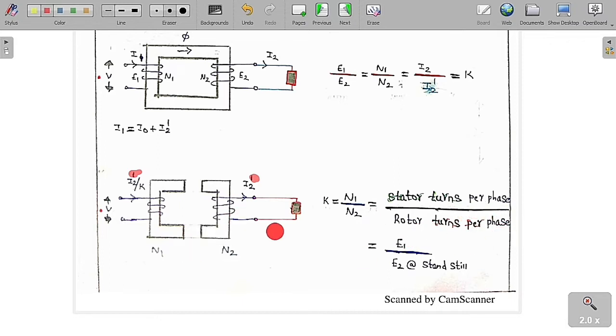If you try to analyze this, this is somewhat like the induction motor. So N1 is called the stator turns per phase and N2 is the rotor turns per phase, which is nothing but E1 by E2 at standstill condition. So it is a ratio of E1 by E2 at the standstill condition.